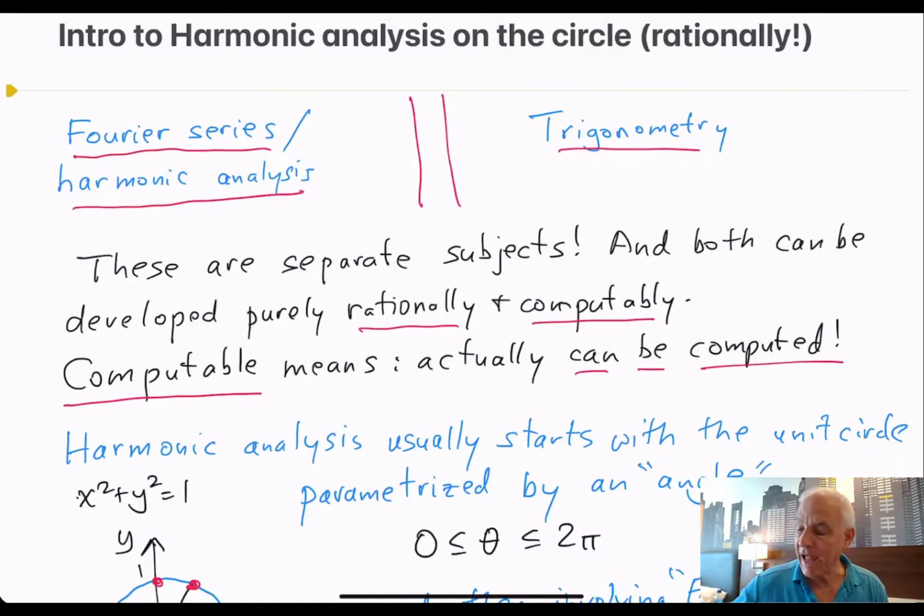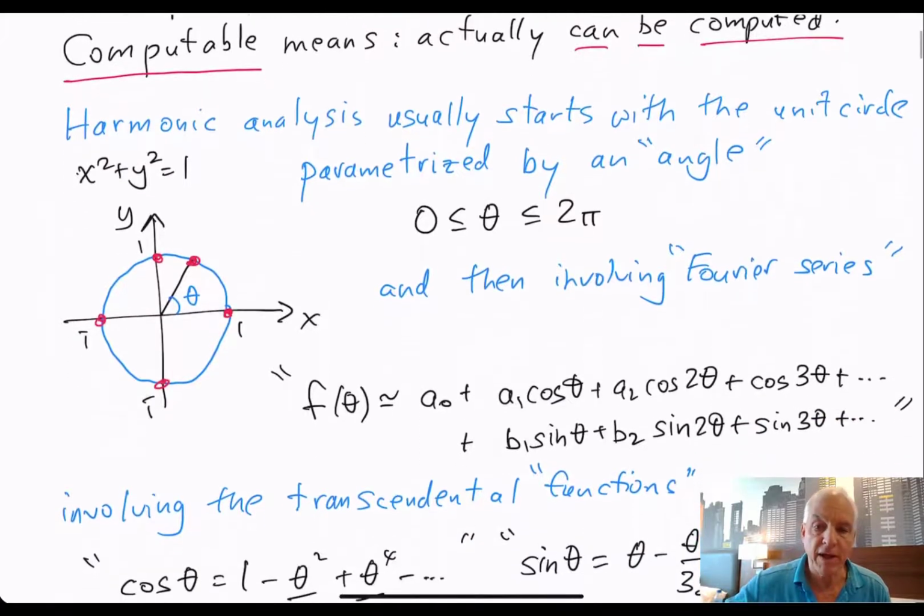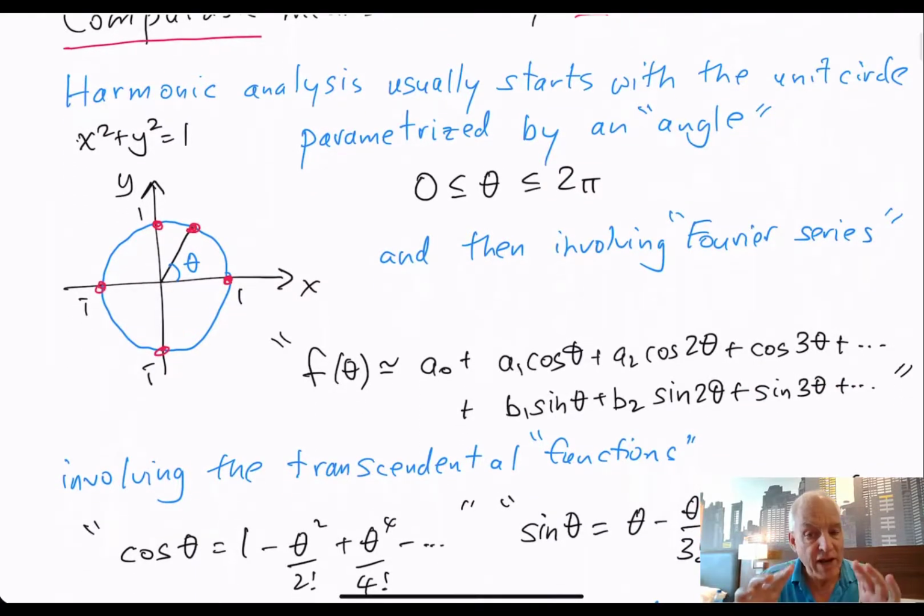So classically, the harmonic analysis on a circle, going back to Fourier, involves the parametrization of the circle involving an angle, typically from 0 to 2 pi. And then there are these Fourier series, like we see here, where we express a function on the circle, say f, in terms of a series of these basic functions: cosine theta, cosine 2 theta, cosine 3 theta, along with sine theta, sine 2 theta, sine 3 theta. And there's also a constant here, a0, sometimes half a0.